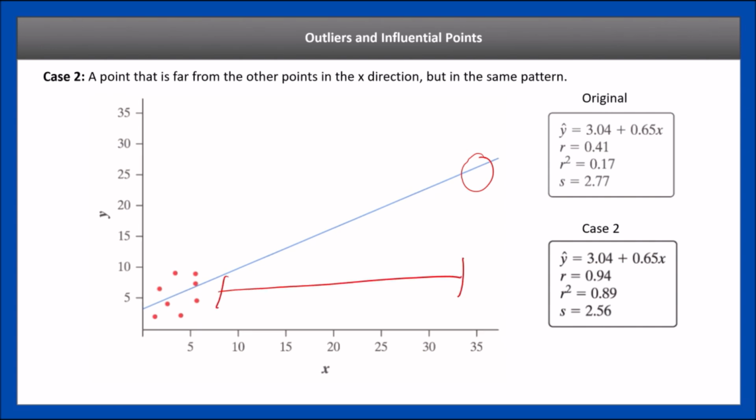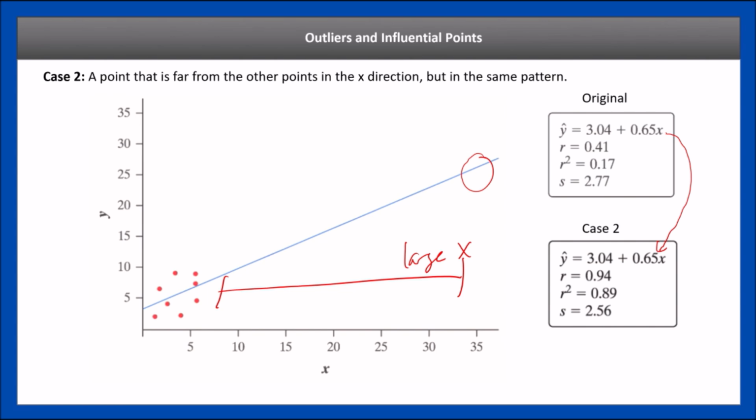It's very far from the data, and it has a large x value. Okay, so large x. So that's technically an influential point. So it's a point that's far from the others in the x direction, but it's in the same pattern as the data. So notice that there's very little to no change in the graph.